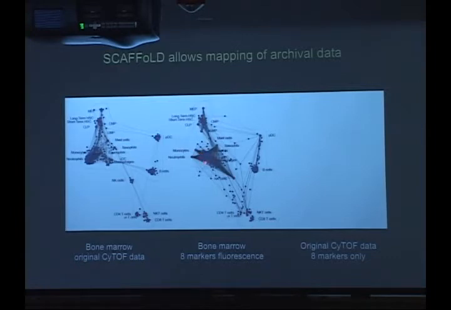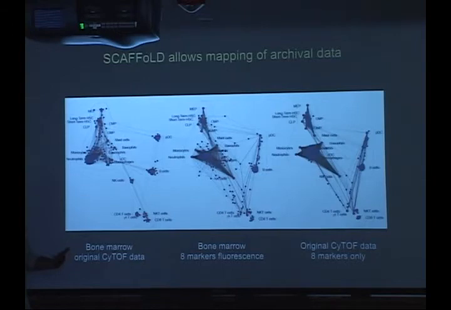For instance, the fact that there is a lot of aggregation here and an indistinct blob here is not due to the fact that this is fluorescence and this is CyTOF, but it's due to the fact that we're only using 8 markers. So of course the resolution is going to be lower if you just use 8 markers instead of 39. But actually, if you take the original CyTOF data and you use only the same 8 markers, you actually get a picture that is very similar.